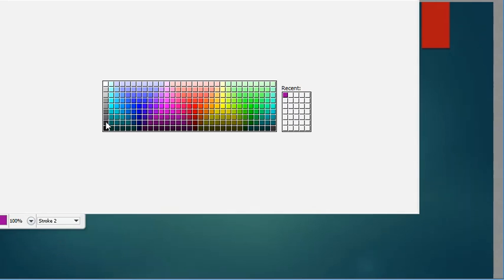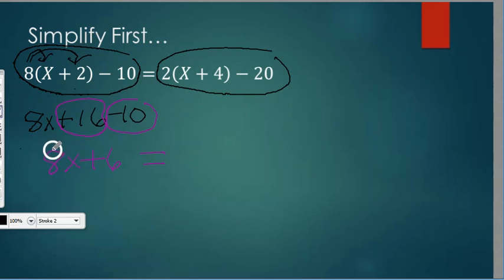I don't think purple is such a great color. Let's go ahead and change this. So 8x plus 6. Oh, I really like the purple and black together though.